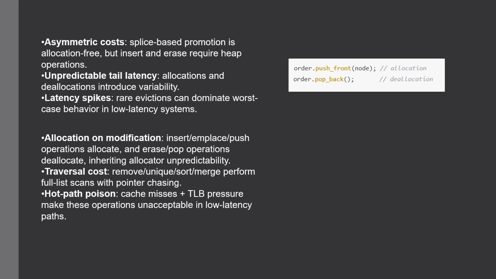Other std list operations and their low latency implications: insert, emplace, pushFront, and pushBack all allocate memory, and therefore they inherit the allocator unpredictability. Erasure operations such as erase, popFront, and popBack trigger deallocation and suffer from similar issues. Traversal heavy operations like remove_if, remove, unique, sort, merge all deserve special caution. Although they avoid copying payloads, they combine pointer chasing with full list traversal, making them expensive and highly sensitive to cache and TLB behavior. In low latency code, such operations are almost always unacceptable on hot paths.